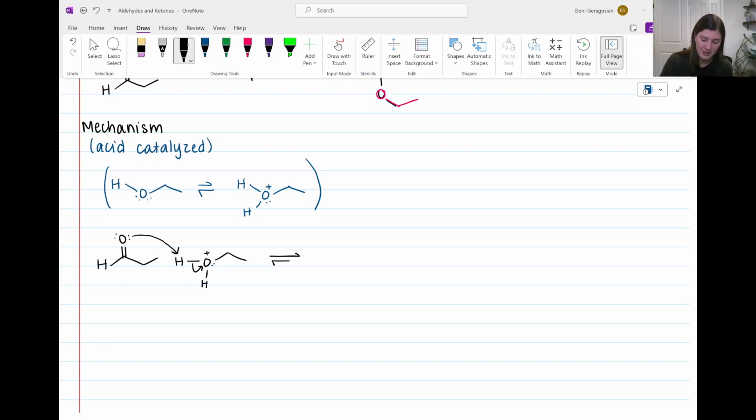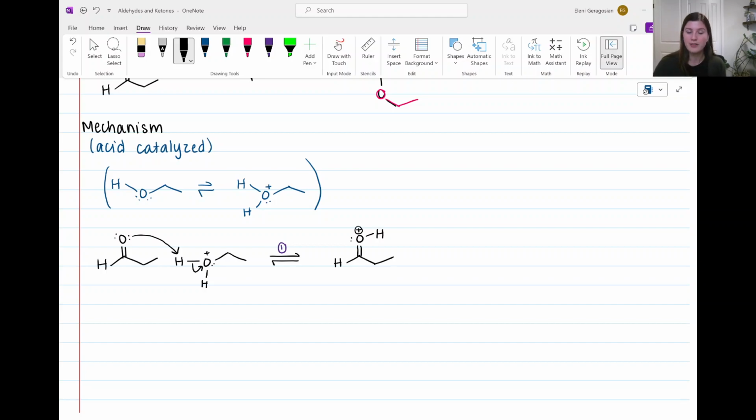Now, I'll warn you here, there are quite a few steps in this mechanism, so let's number all of them. This is our first step, which is a proton transfer step. Our second step, we now have our activated carbonyl. Once we've protonated that carbonyl oxygen, remember that makes our carbonyl carbon more susceptible to nucleophilic addition. So that's our next step after protonating the carbonyl oxygen.